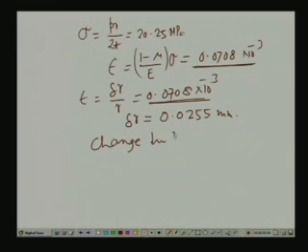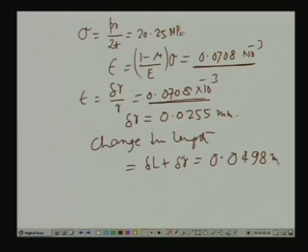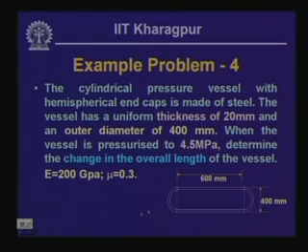Hence, the total change in length is equal to delta L plus delta R, and this is equal to 0.0498 millimeter. So, this is the total change in length that we get in this particular vessel.